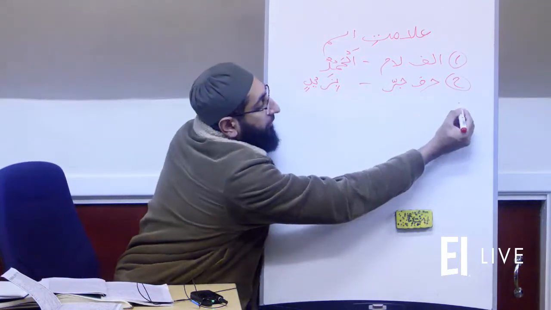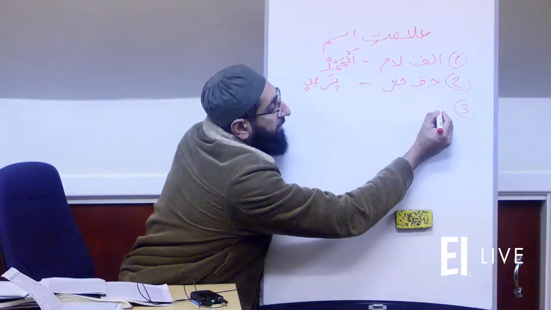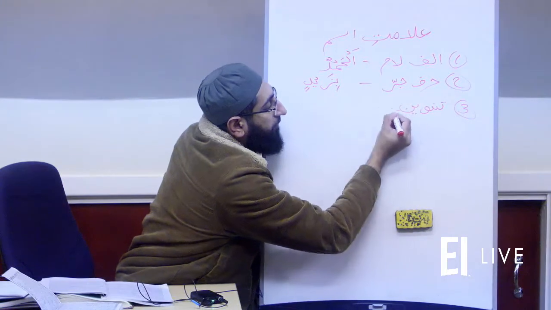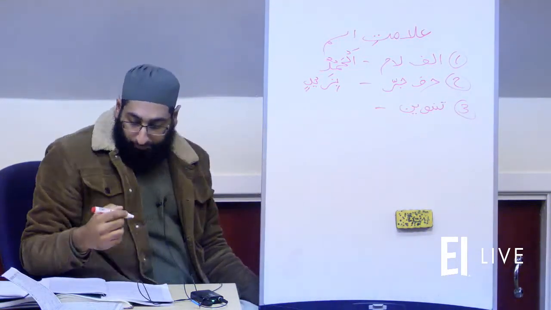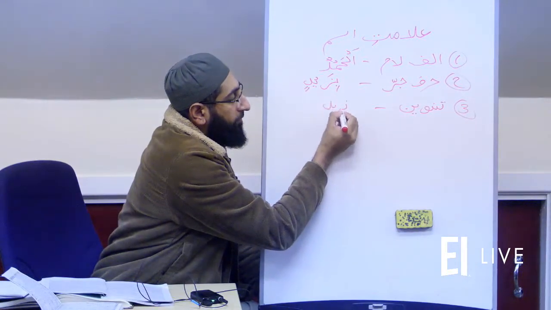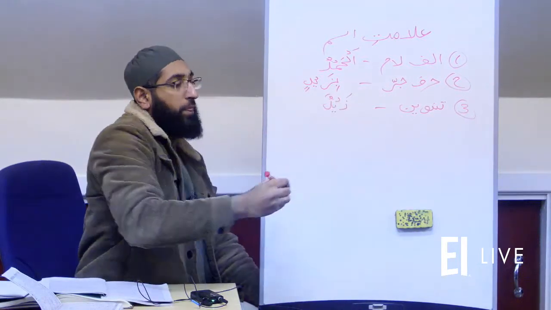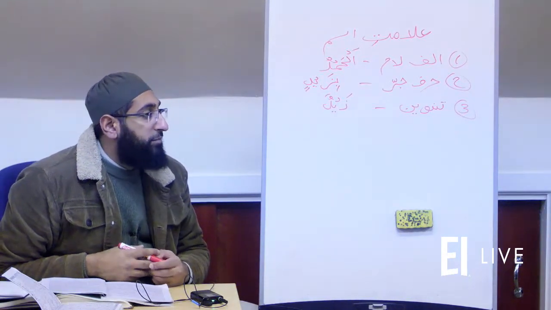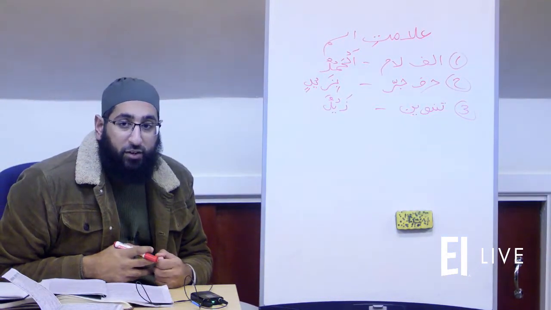Number 3, at the end a tanween can appear. Like zaydun. So tanween is also a sign of ism.